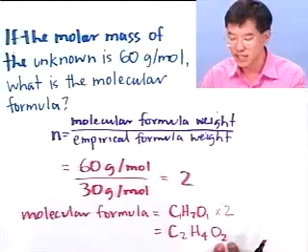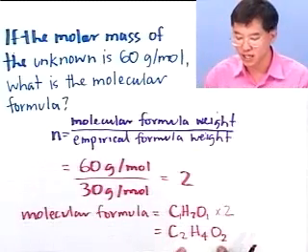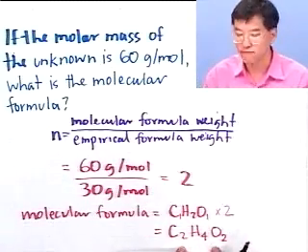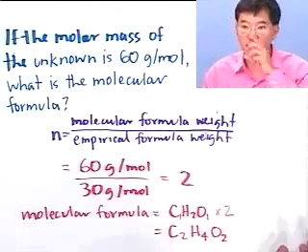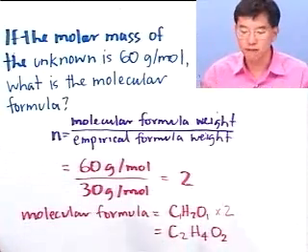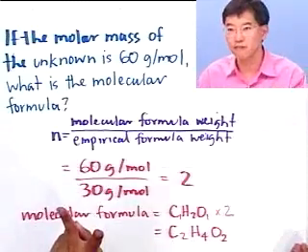And this corresponds to, among other things, acetic acid, which is the acid in vinegar. So it could be that our unknown compound is, in fact, acetic acid. It's not necessarily acetic acid, but the point is we've been able to use 2 pieces of information, the carbon, hydrogen, oxygen composition by mass and the molar mass of the unknown compound, in order to determine a molecular formula.